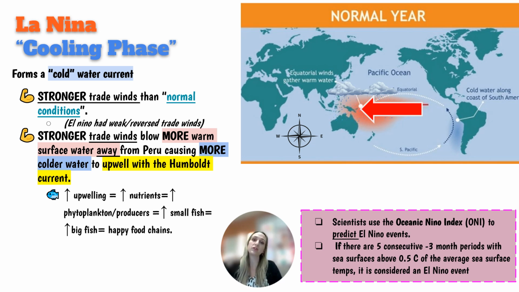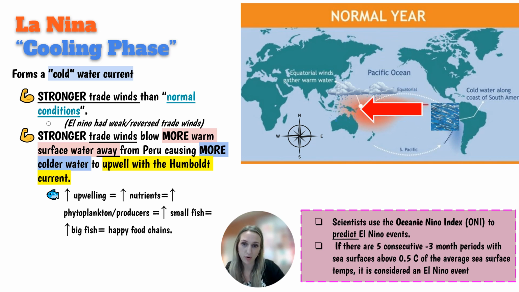The stronger trade winds are going to blow more warm water from the surface away from Peru, and it'll cause even more cold water from the seabed to upwell in the Humboldt Current, because if you have an area of low water pressure at the surface, water from the seabed is going to want to take its place. If you have an area of very low water pressure at the surface, a lot more water is going to want to take its place. And so the only difference I did here is I just put on a much bigger arrow.